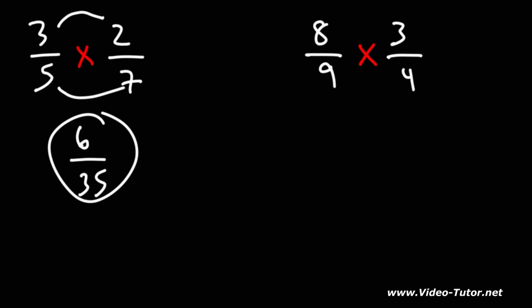Now 6 and 35, we can't simplify this fraction. 6 and 35 don't have any common factors, so we can't reduce it. Therefore, this is going to be the answer.